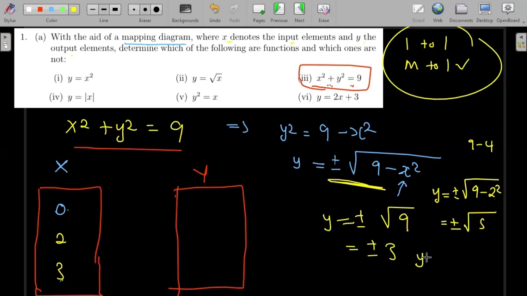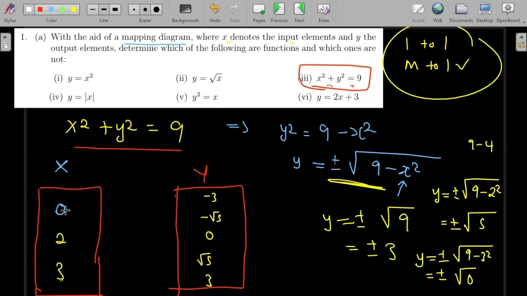What if my x is 3? I'll have plus or minus root of 9 minus 3 squared. This one here will give me 9 minus 9, so this will just be 0. So my y will just be 0. Don't follow the signs here. The values that I have are minus 3, minus root of 5, then 0, then root of 5, and then 3. Then I can do my mapping now.